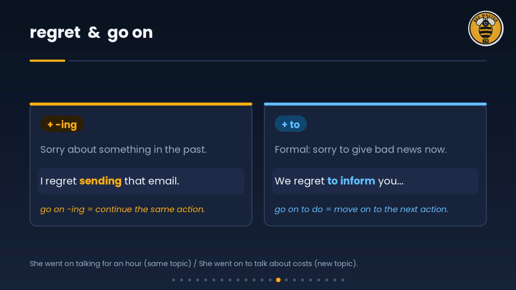Go on follows the same logic. Go on plus ing means continue the same action. She went on talking for an hour. Go on plus to means move to the next action. She went on to talk about costs.